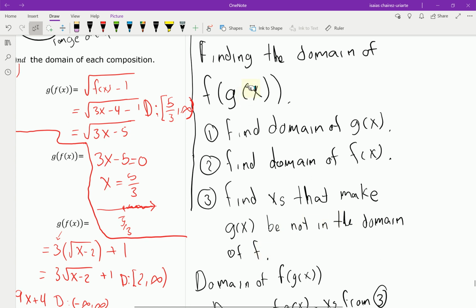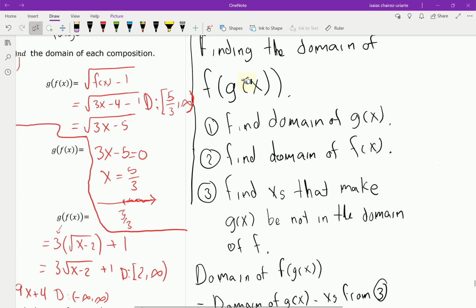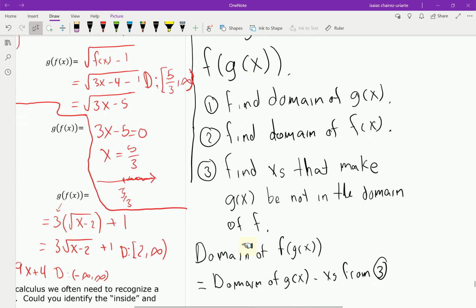So think about, this is kind of a weird situation here. You have to find values of x that make g of x not be in the domain of f. And then it turns out that the domain of the composition, the domain of f of g of x, is going to be equal to the domain of g of x, so the domain of the inner function, minus whatever values of x you found from step 3.